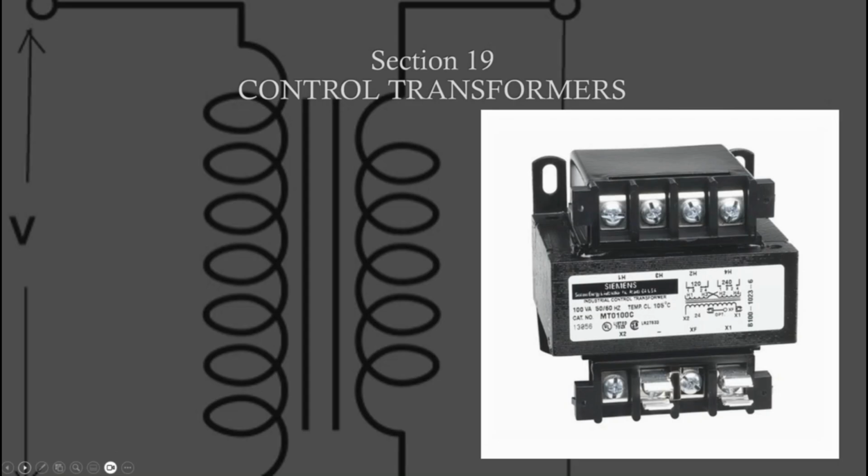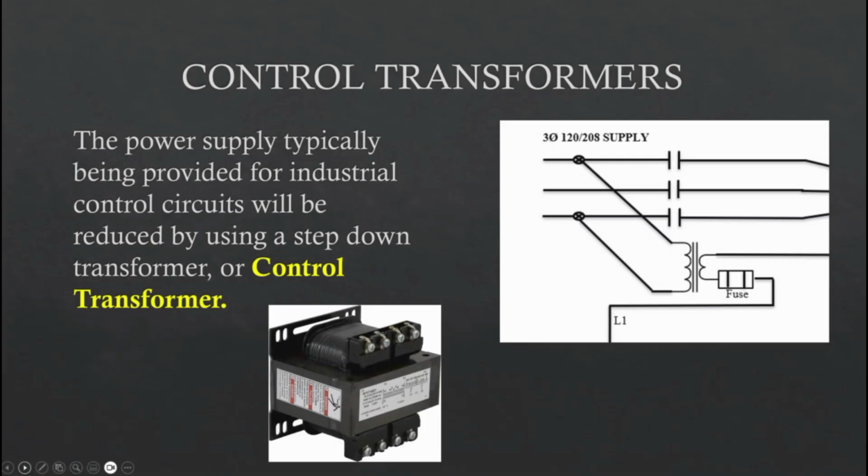Section 19, control transformers. A control transformer is typically used when you have a power supply coming into an area and you need to drop it down because you want your control wiring to be at a lower voltage. Oftentimes we do that to create a scenario where we have control voltage operating at a lesser voltage to create a safer work environment.